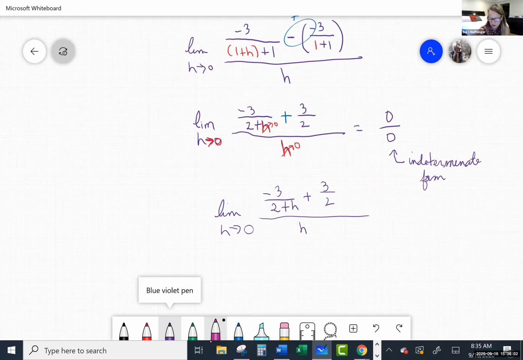So if I look at the fractions negative 3 over 2 plus h and 3 over 2, my LCD of these two fractions, unfortunately, even though they both have a 2 in them, that 2 is not a factor of this 2 plus h. So our LCD is going to be each denominator: 2 plus h, all times 2. So if I multiply by that fancy one of that LCD, I'm just going to write the 2 first: 2 times 2 plus h, all over 2 times 2 plus h.